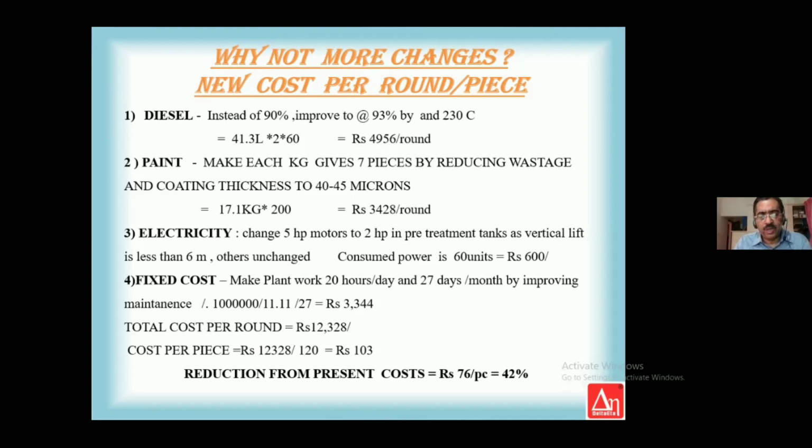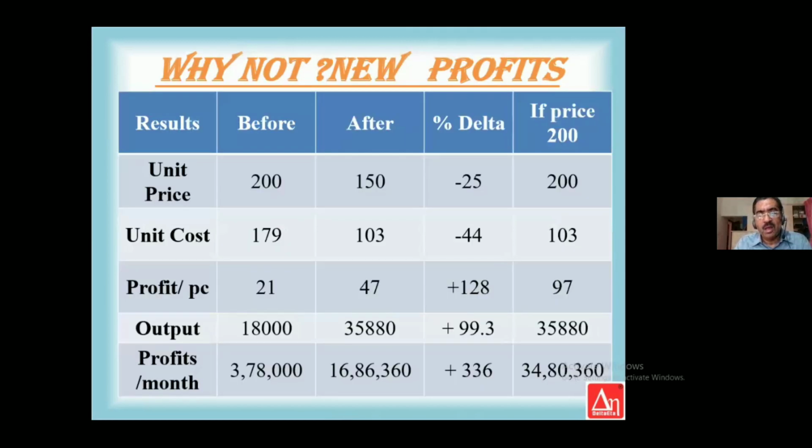So in this way, you can get a total cost per round to 12,328 rupees, and the cost per piece works out to 103 rupees. So after these changes, what can be the profit level?